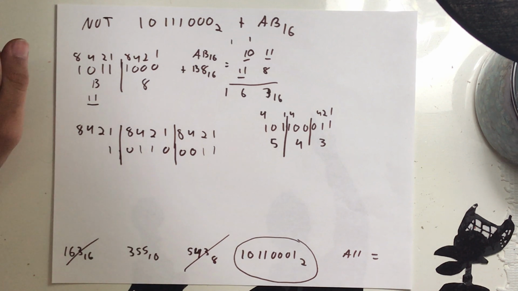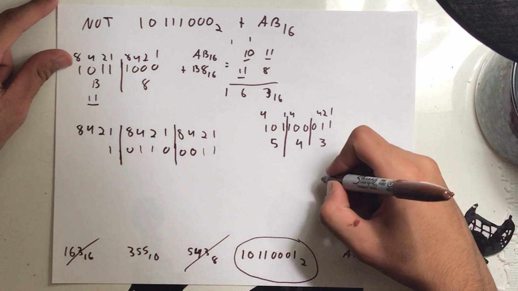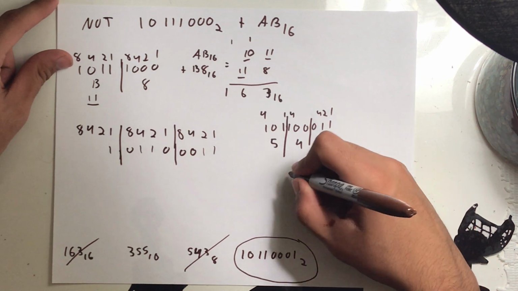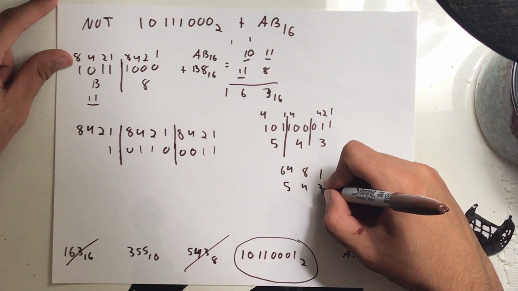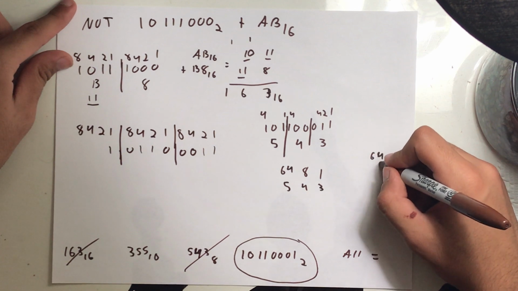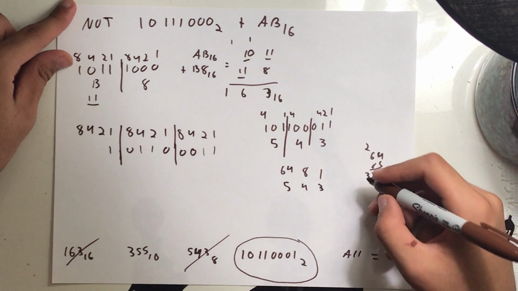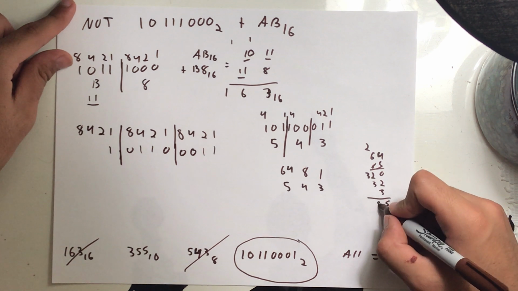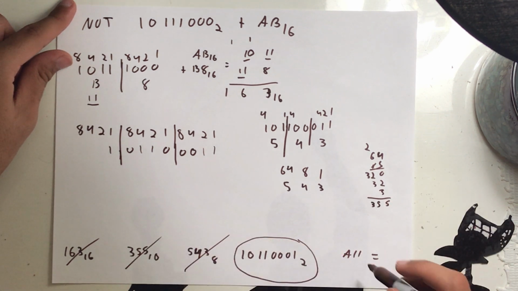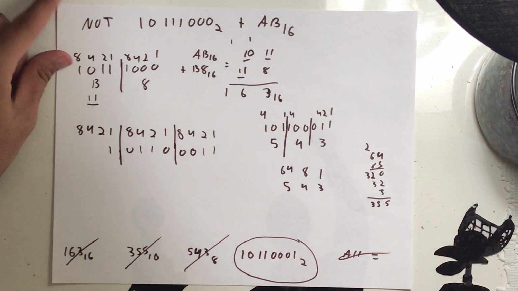Now if you want to check base 10, what you do is you list down the powers of 8: 1, 8, 64. And then 5, 4, 3. 64 times 5 is 320. 8 times 4 is 32. And 1 times 3 is 3. We get 355. So that's out. And because we got that this was out, this was also out too. And the answer is D in this case.